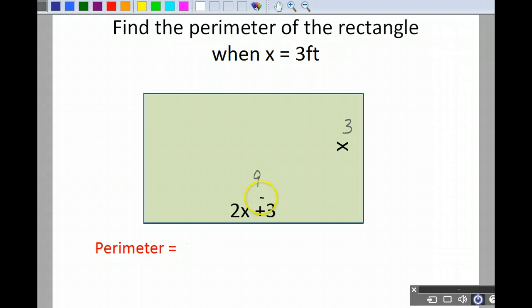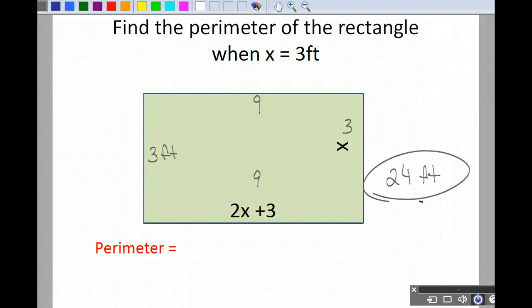It's a rectangle. If this side is 9, I know that this side is 9. This side is 3 feet. I know that this one is 3 feet. Now what's the sum? Well, 9 plus 9 is 18. 3 plus 3 is 6. 18 plus 6 is 24. Now if you just tell me 24, I'm going to count off. It's 24 what? Feet. Always put your unit.